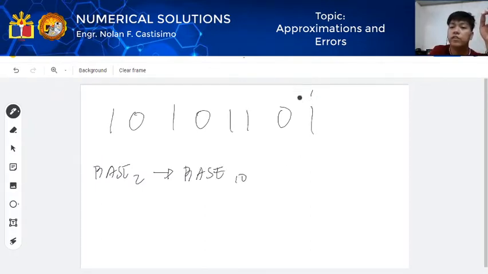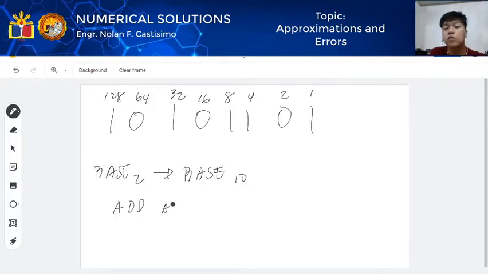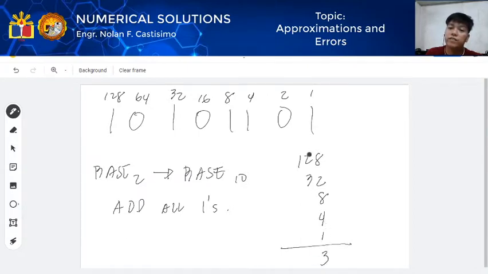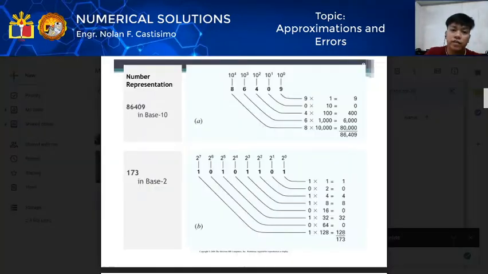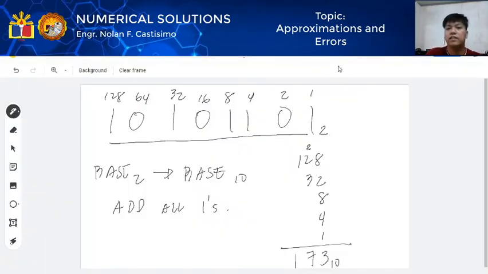So, yan lang applied niya. So, 1, lagay niyo dyan sa taas. 1, 2, 4, 8, 16, 32, 64, and 128. And, kapag ganyan, ang add niyo lang, add all ones. Okay? So, ano yung value natin ng 1? 1, 128, 32, 8, 4, and 1. So, we now have 10, 8, 18, 19, plus 4, 23. Then, 2, 4, 7, 1. Okay. So, itong naka-base 2. So, ito na si base 10 niya. So, tama ba? Okay. So, tama. Okay? Yun lang.